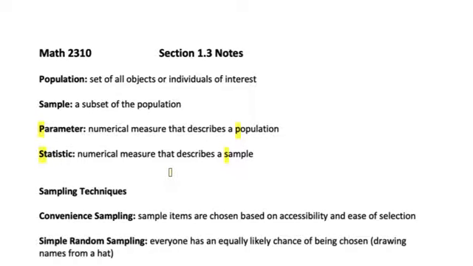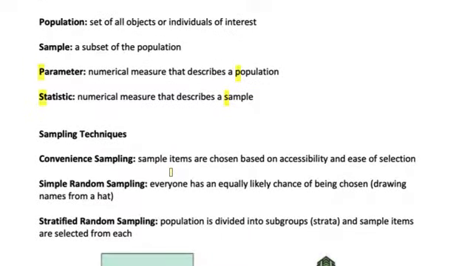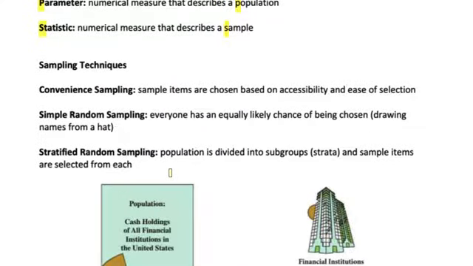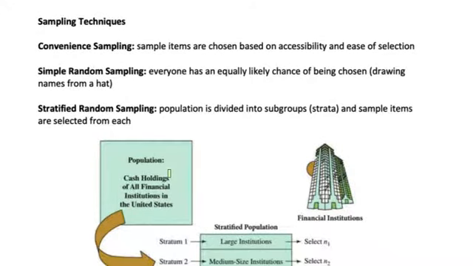Next, we're going to look at some sampling techniques. The first one is convenience sampling. This is where I choose the people or items to be in my sample based on accessibility and ease of selection. So an example of this would be if I were to give a survey to all of the students in my classes. Now, that's considered not the best sampling method. The textbook calls it a non-statistical sampling method, and that's because it has the possibility of being biased.